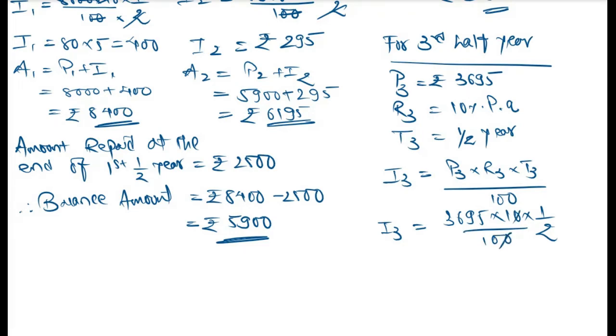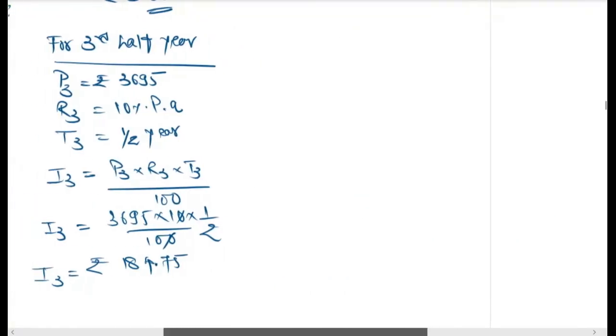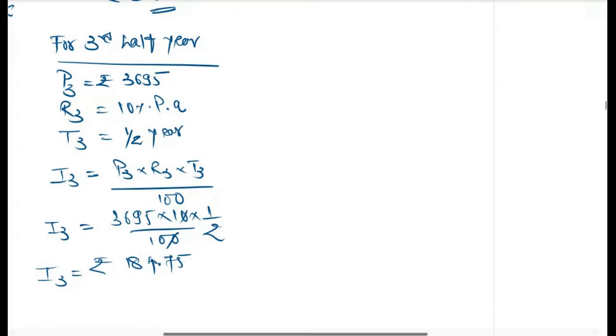Right? Simplifying this, we get 3695 divided by 20. We are getting 184.75 rupees. Please pay attention to the calculation part, okay? That you have to take care of. I am explaining you the method, but don't expect me to show you how to multiply and divide. That we have already discussed in the previous video. Right, so I3 is 184.75.